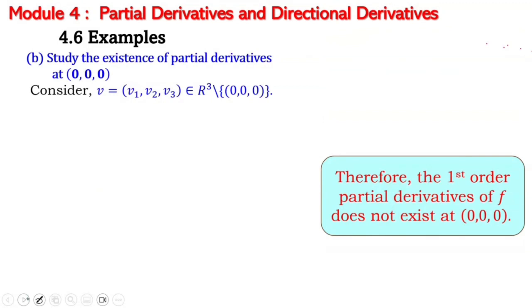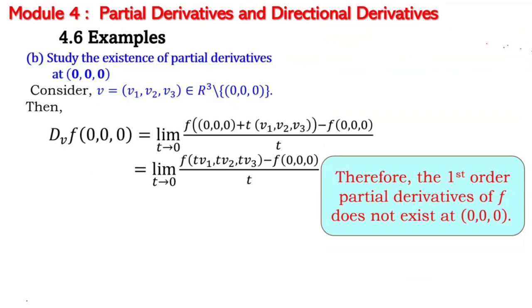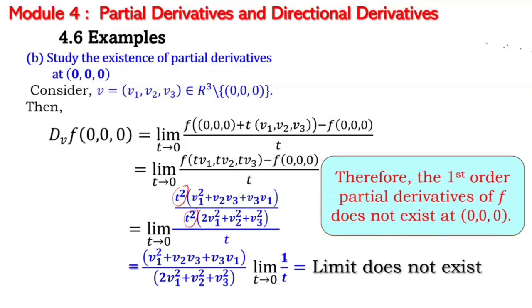Again we now consider a three-component vector v = (v1, v2, v3). Then by definition we'll have this expression. We substitute it and we'll see that it becomes like this. Now here t square will cancel out. So we have an expression of the form 1 over t, which does not exist when t tends to 0. The limit does not exist. So therefore, the first order partial derivative of f does not exist at (0, 0, 0).